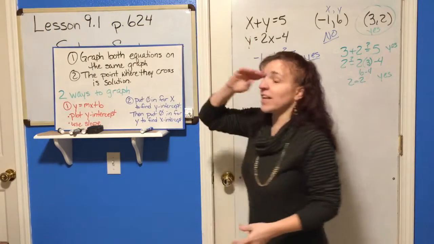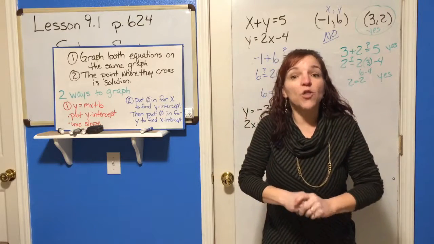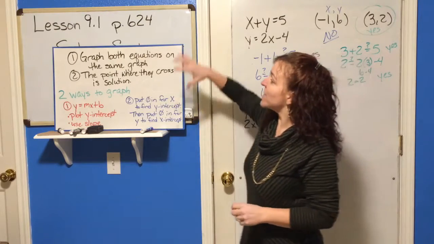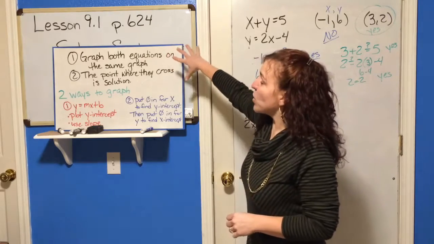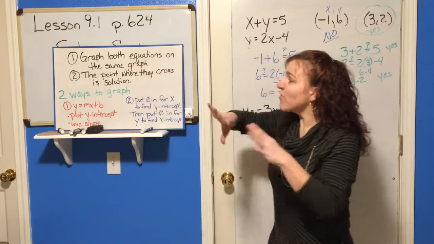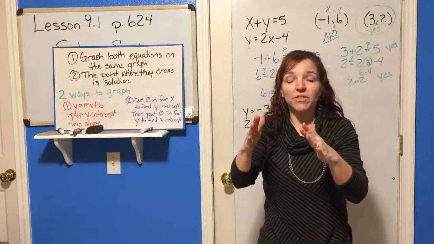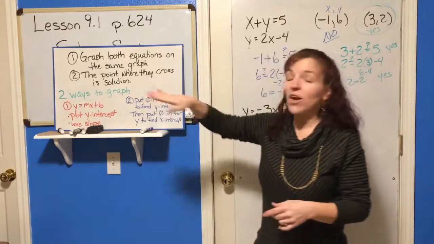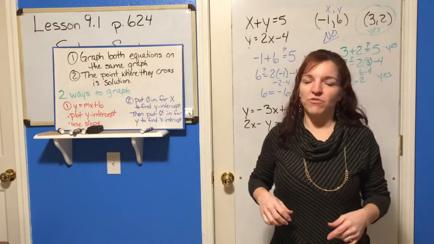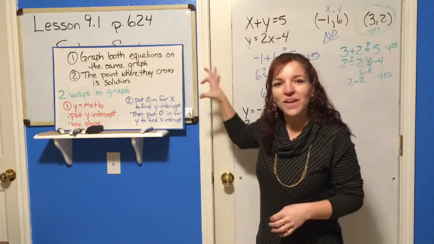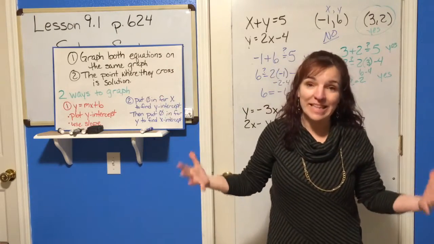Now we're going to discover other ways to solve systems this week, but right now, if we're solving by graphing, here's what we're going to do. Step 1, you're going to graph both equations on the same graph. Step 2, you're going to look for the point where they cross, that's the solution you're looking for. Now, be sure you're doing this homework on graph paper, please.